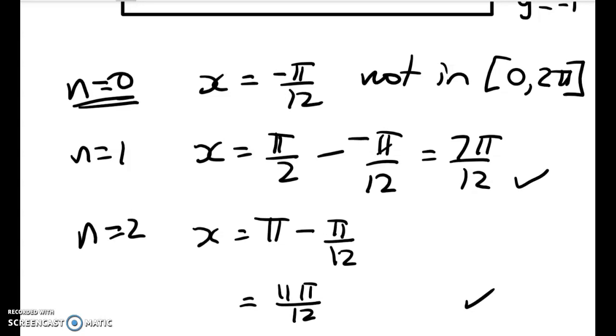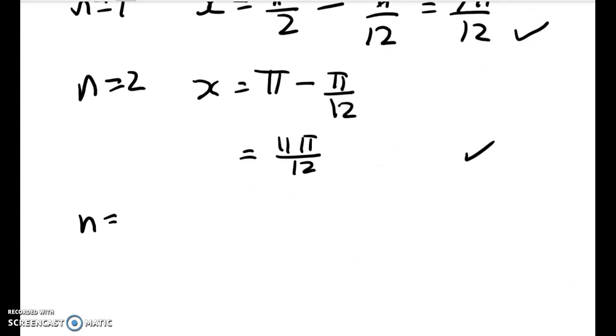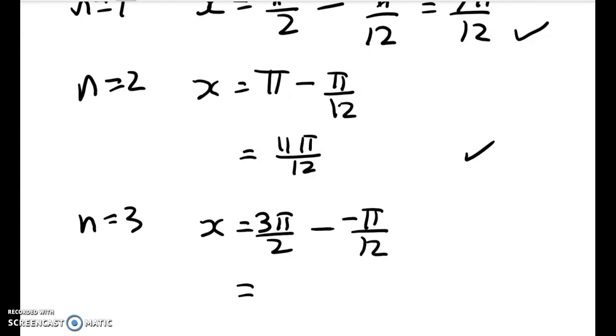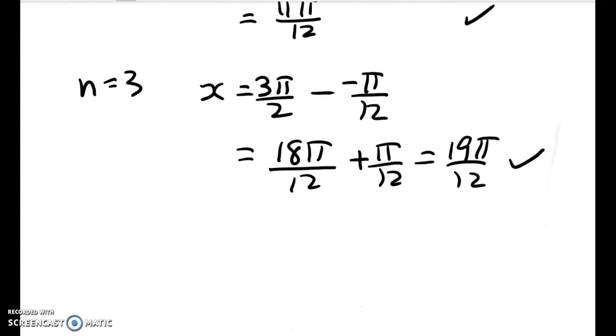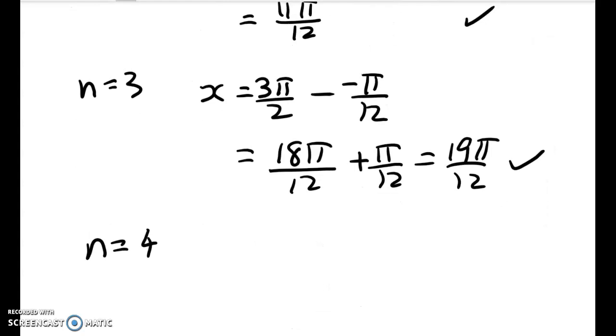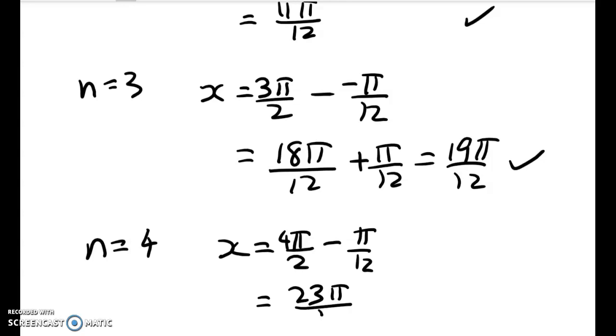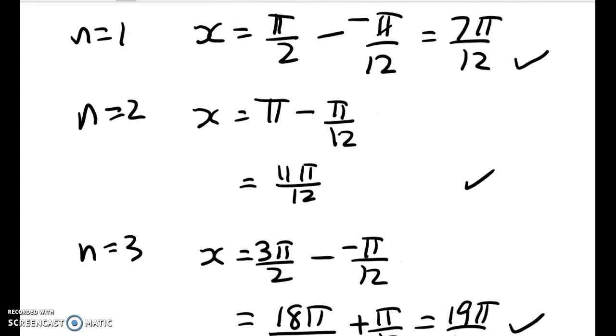So that's the first one. That's the second one. Remember, we're looking for 4. And n equals 3. I'll have x equals 3 pi on 2 minus negative pi on 12. That gives me 18 pi on 12 plus pi on 12, which is 19 pi on 12. So that's my third one. And the last one comes from n equals 4. X is equal to 4 pi on 2, or 2 pi, minus pi on 12, which gives me 23 pi on 12.